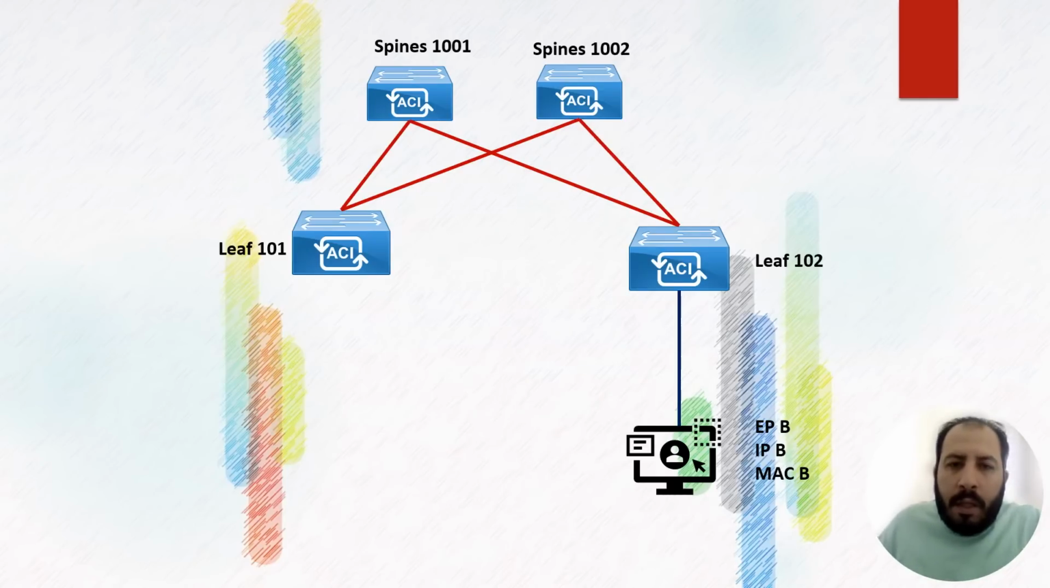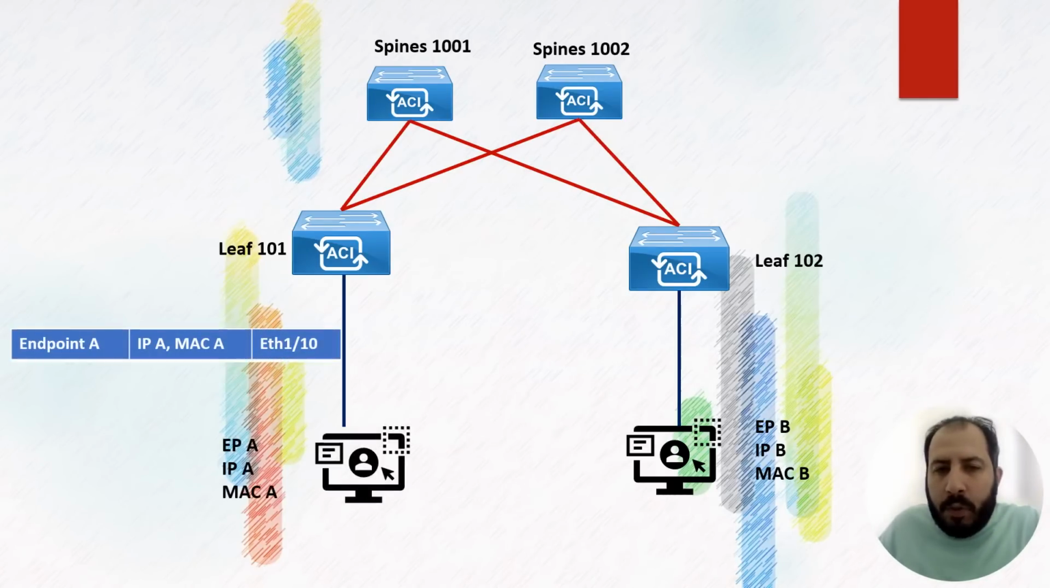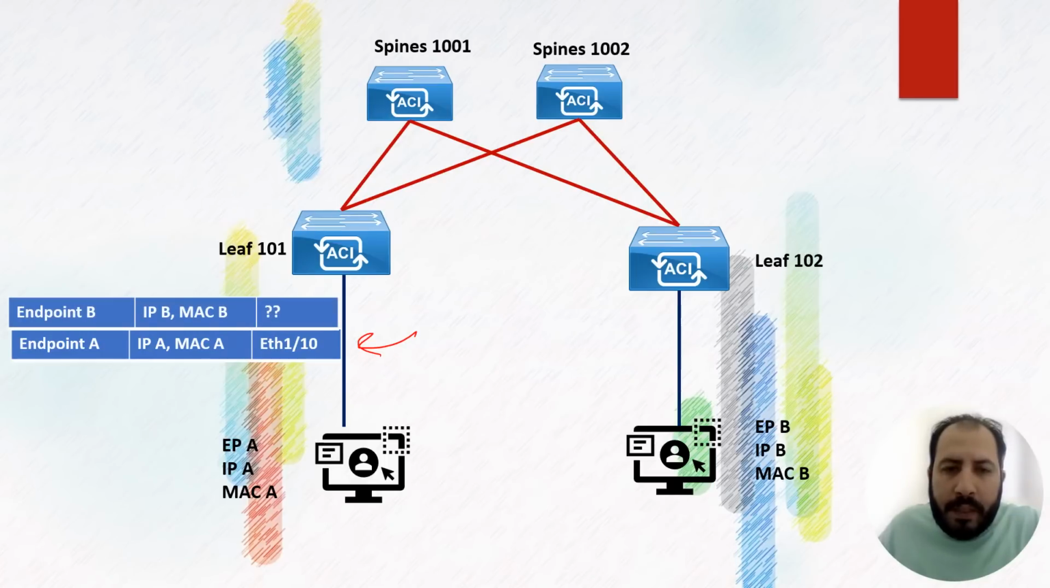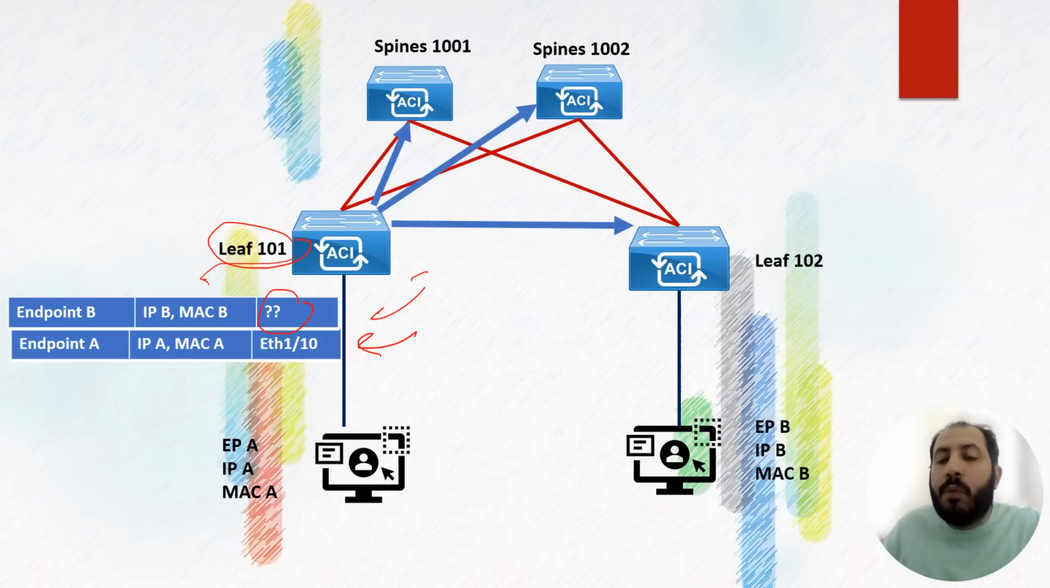Now, how does the flood behavior work? You have your local station table also. The endpoint sends traffic with an unknown destination. The leaf will try to look up the destination. After it finds out that the destination is missing in the local station table, it will check the bridge domain information. If the bridge domain has the flood checkbox enabled, it will flood the traffic out of the interface.